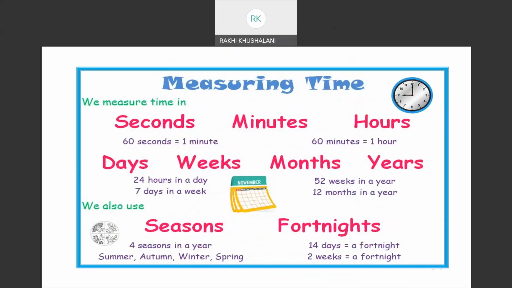Now, again, the same slide, but I'm representing it in a different way. We measure time in seconds, minutes, and hours, days, weeks, months, years. Of course, months are also there. We also use seasons and fortnights. Seasons we usually don't follow here, children. In a year, there are 12 months. In a year, there are 52 weeks. In a day, there are 24 hours. In a week, there are 7 days, and so on.